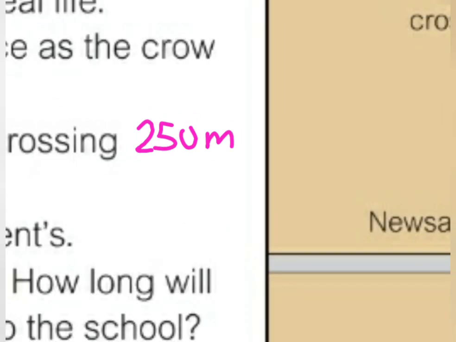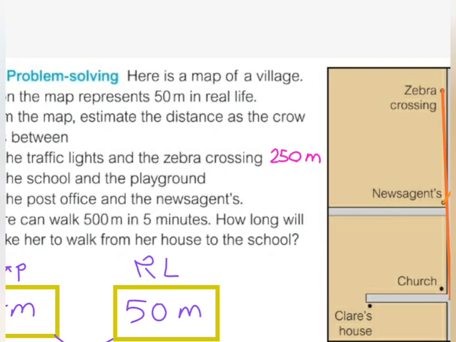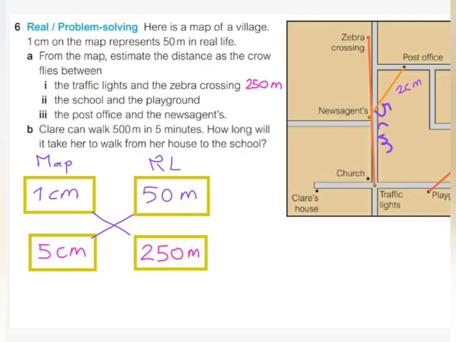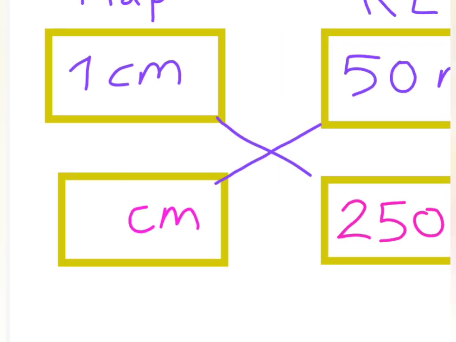And I do the same for the rest of the questions. Let me move this first. Meters. And focus on the units. Now the second one says the school and the playground. Now let me remove these so I can work with them.